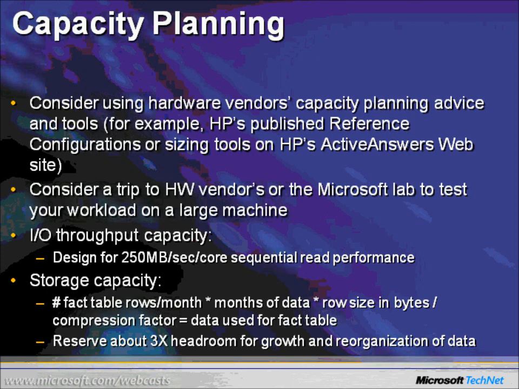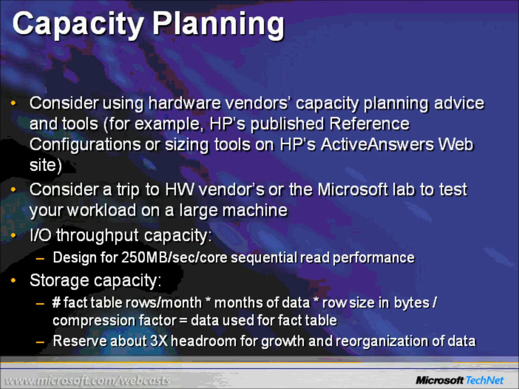Let's talk a little bit about capacity planning. The hardware vendors have some excellent advice available about capacity planning for certain different types of workloads like OLTP and data warehousing. For example, HP has these published reference configurations that you can utilize. They have a website with some tools that help you do capacity planning. It's called the Active Answers website.